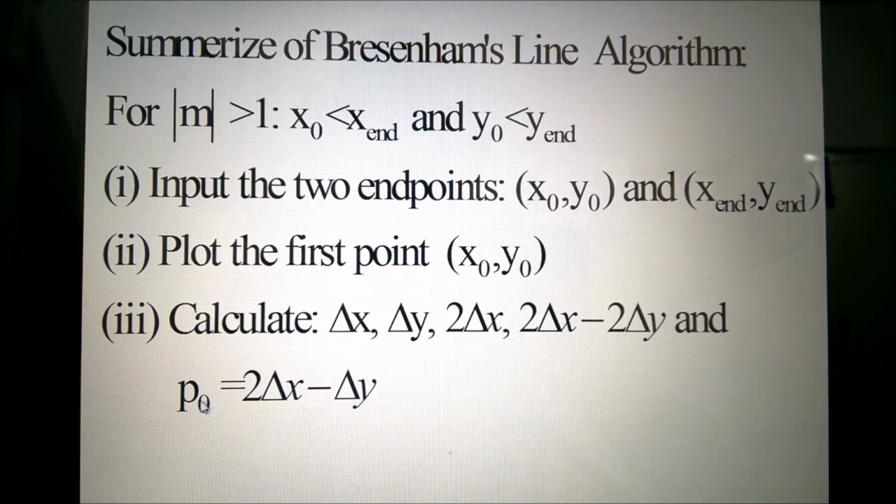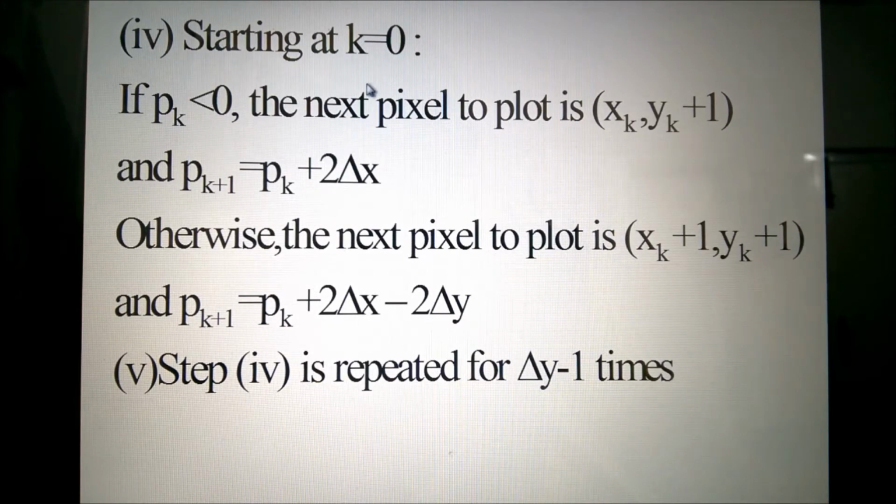And you can see here the initial decision parameter. The earlier formula was 2 delta y minus 2 delta x. Here delta y has been replaced by delta x, and delta x has been replaced by delta y. Therefore in a simplified way, wherever x appears it will be replaced by y, and wherever y appears it will be replaced by x. And in this way we find that if the decision parameter pk is less than 0, the x coordinate will remain the same, but y will be incremented by 1.